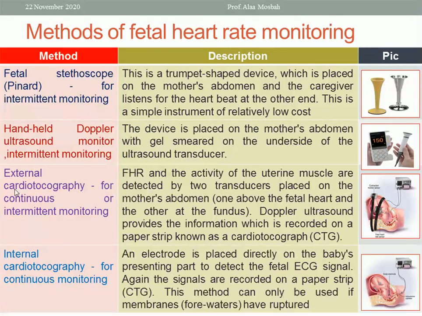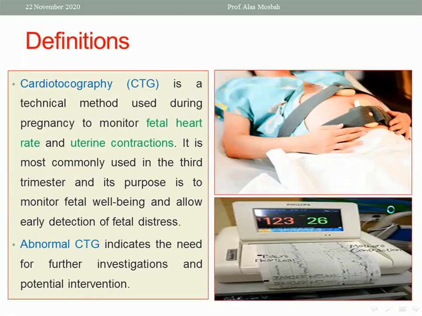Another one is called internal cardiotocography, or internal CTG. We apply an electrode on the scalp of the fetal head after rupture of membranes, and this electrode is connected to the monitor to detect the fetal heart rate pattern. So these are the methods for fetal heart rate monitoring, and we will choose the external CTG to be discussed today. Let us start.